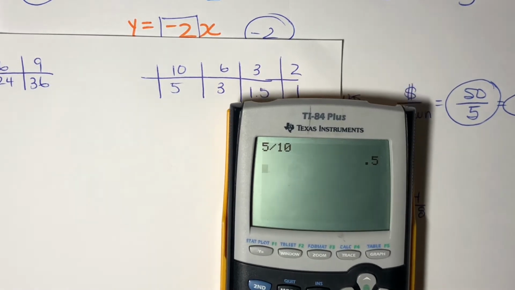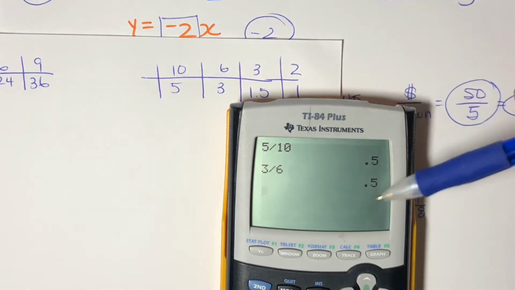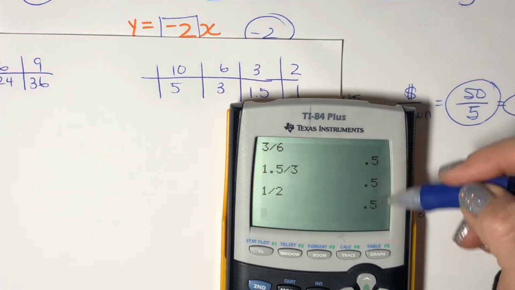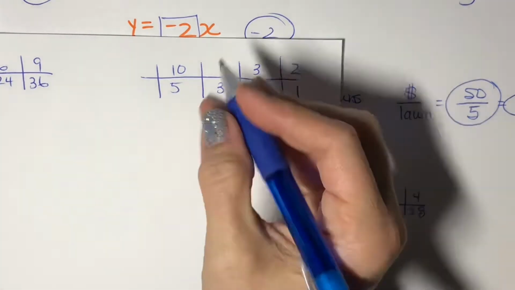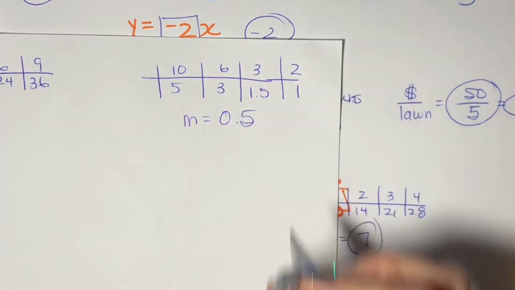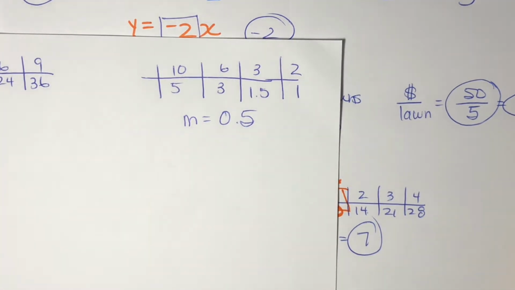0.5, that's a half. And I should not need a calculator for this, but you could do it just to check if you're comfortable with physically seeing it. 1.5 divided by 3 and 1 divided by 2, there's that 0.5. And so the constant of proportionality for this would be 0.5 or 1/2, whichever way, okay?